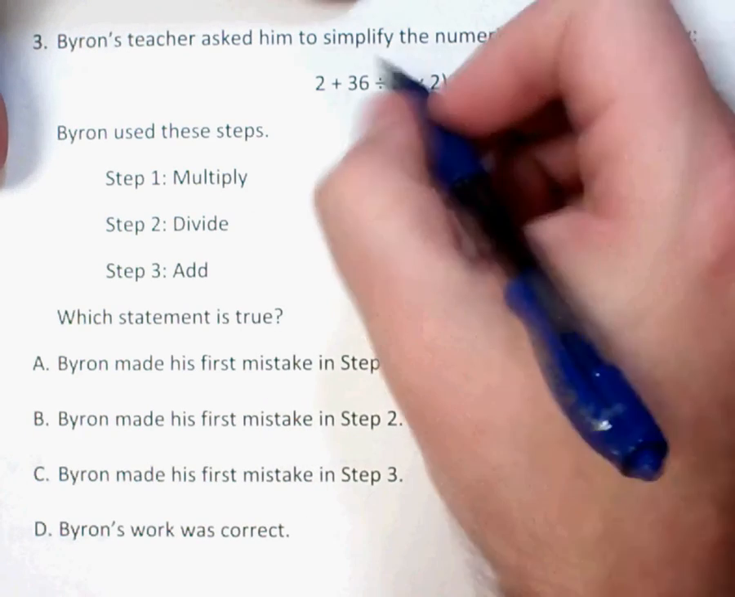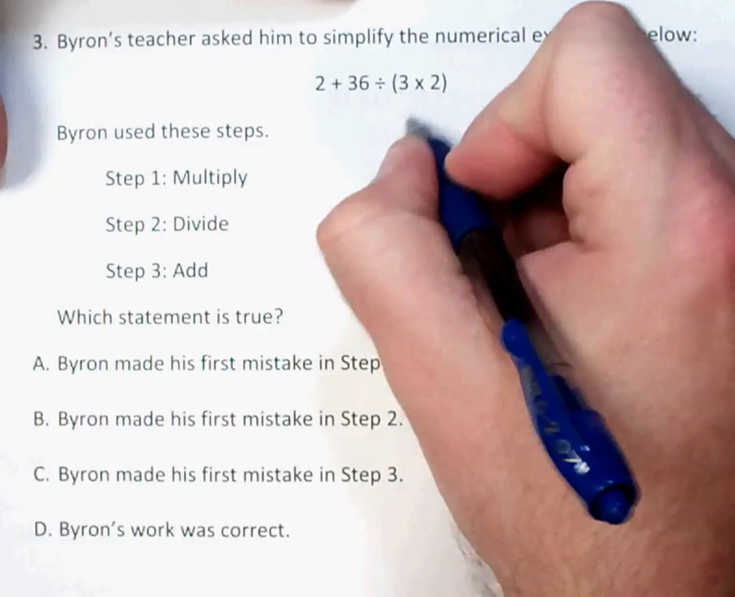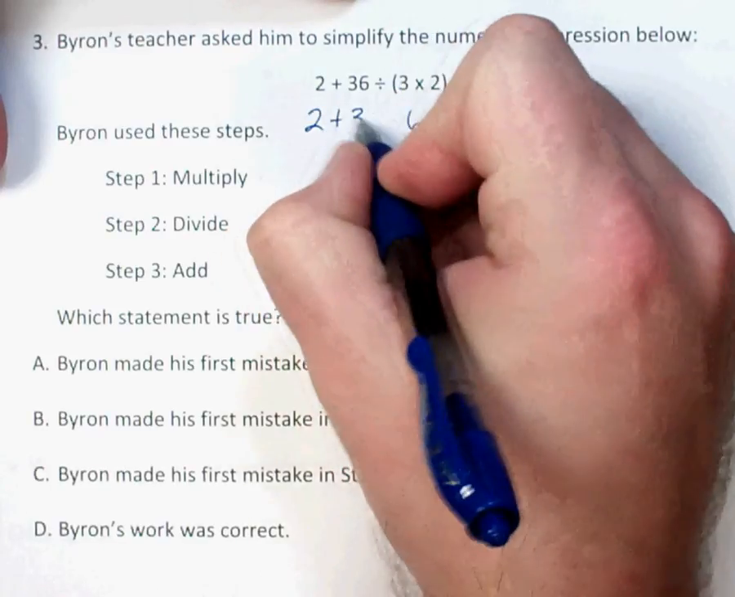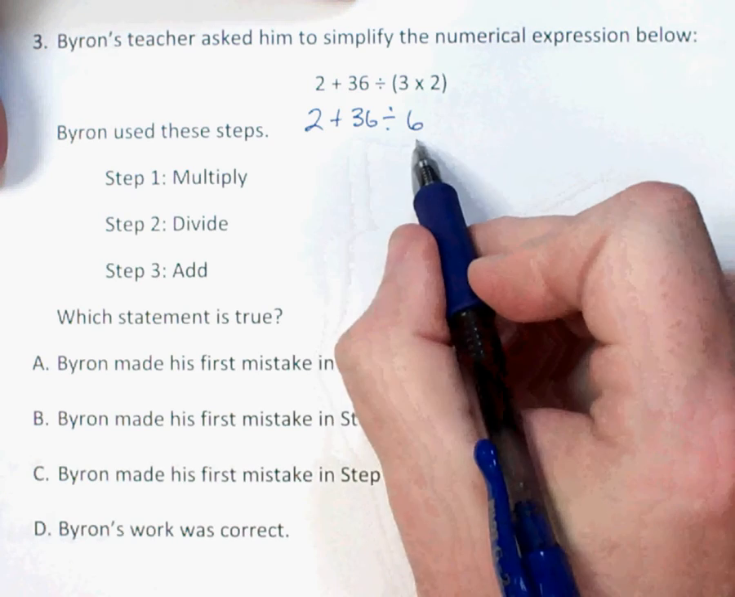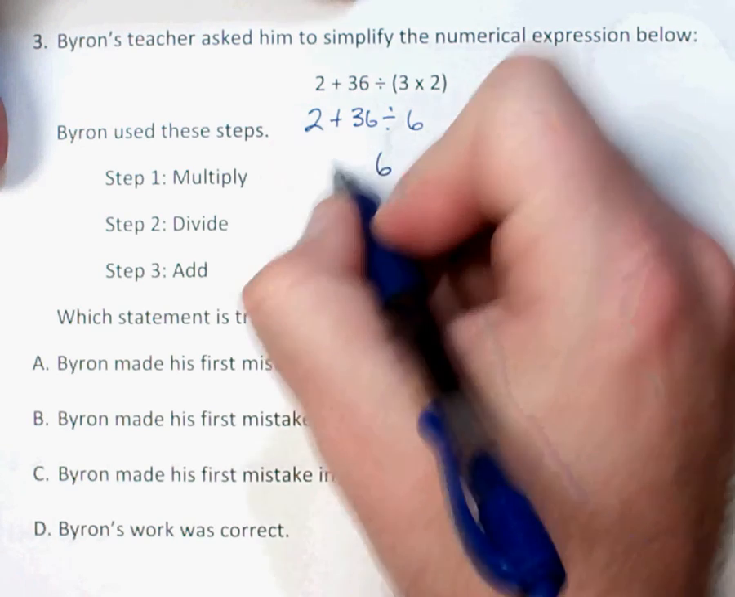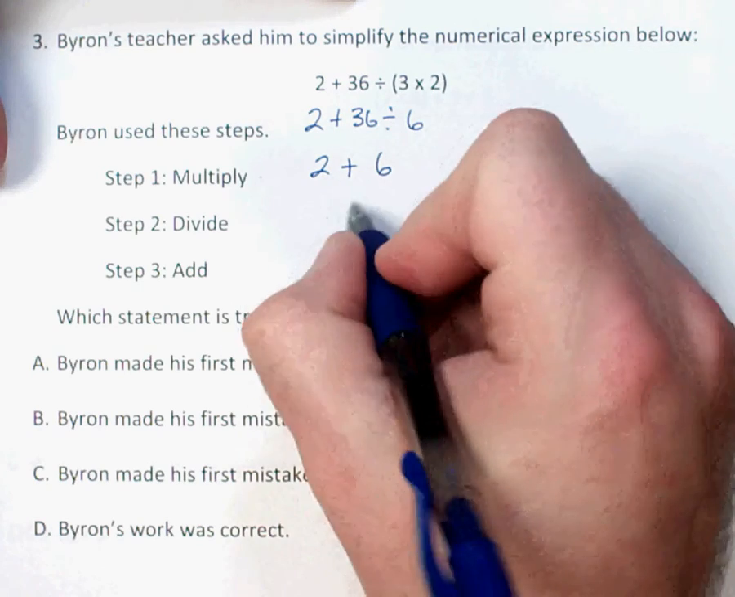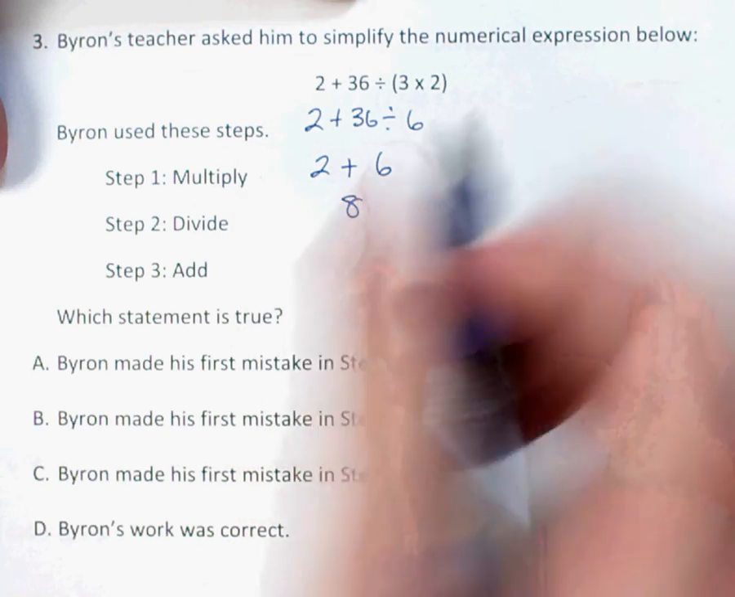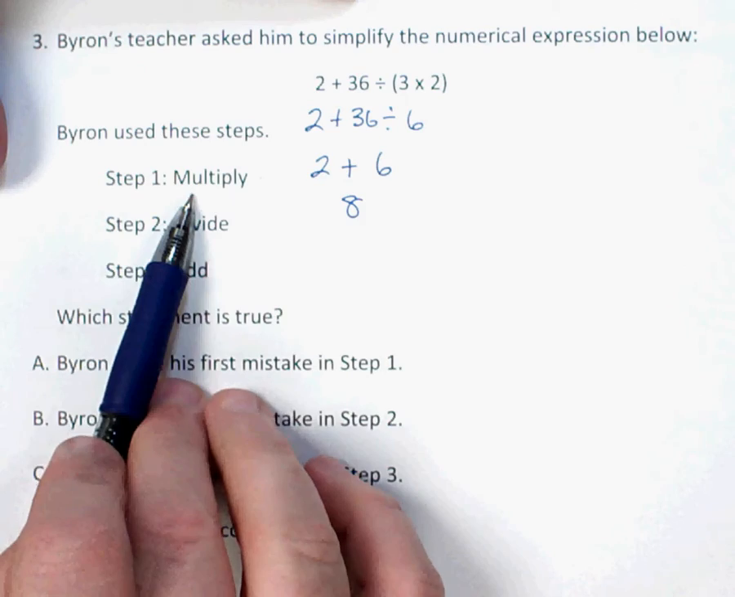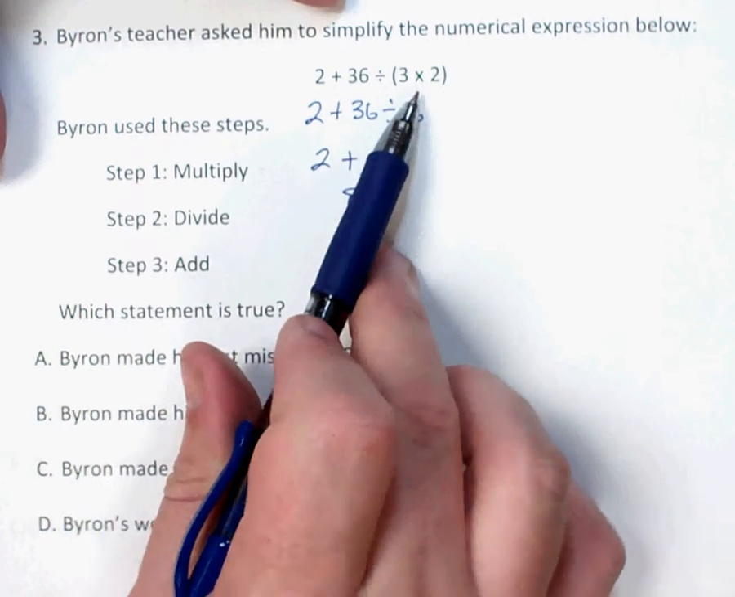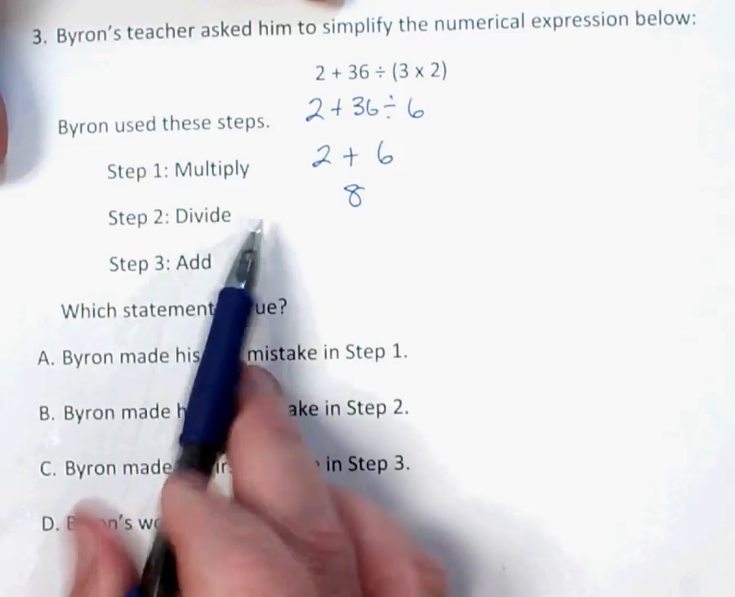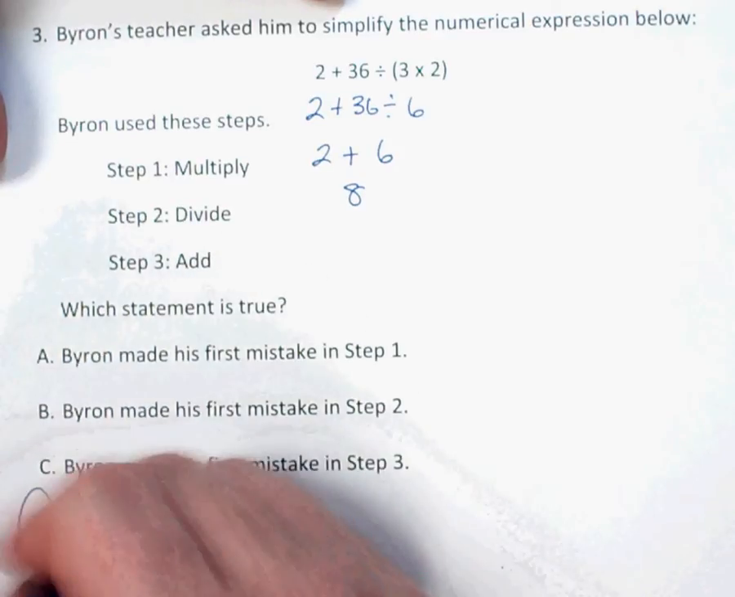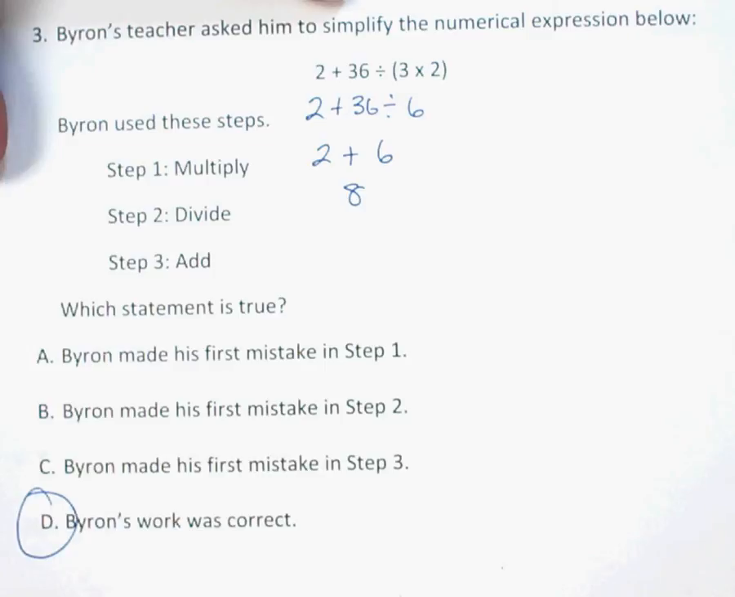So first we're going to do our parentheses. We're going to multiply 3 times 2, which will give us 6. Then we're going to rewrite. Next we're going to divide 36 by 6 to give us 6. And then final step is we're going to add 2 plus 6 to get 8. So first thing we did was to multiply, because we multiplied 3 times 2. Second thing we did was to divide, which is also what he did. And the third thing we did was to add. So his work is correct. He didn't make a mistake, at least not according to his steps.